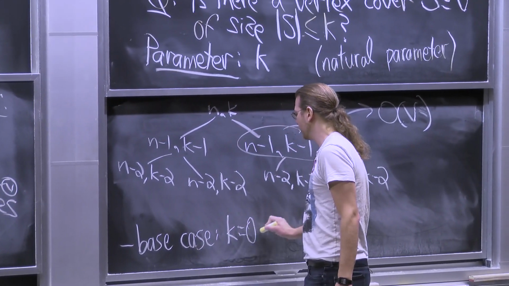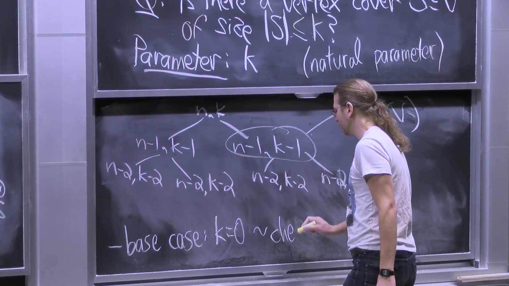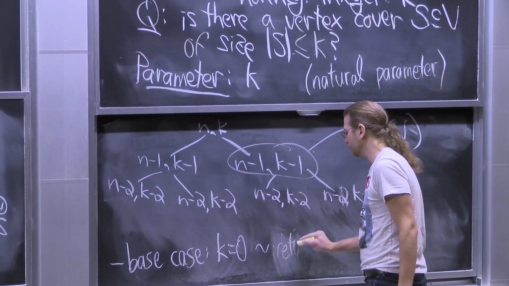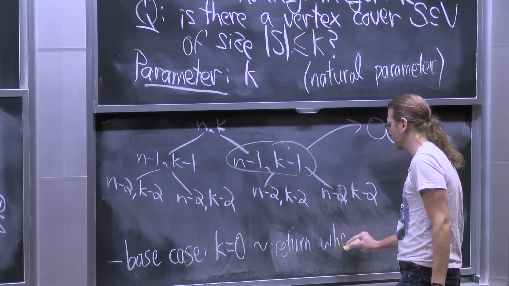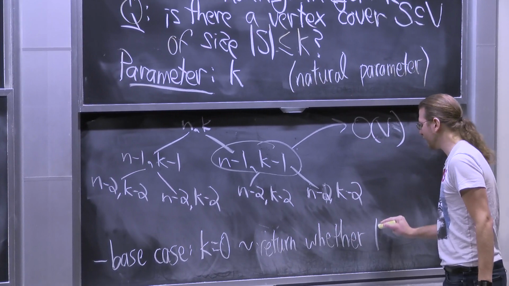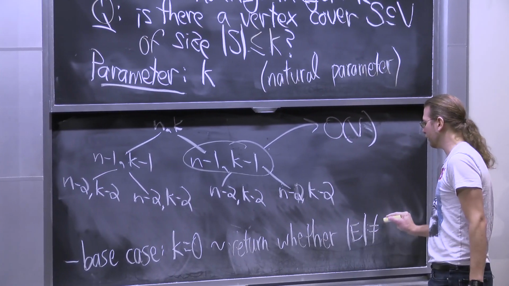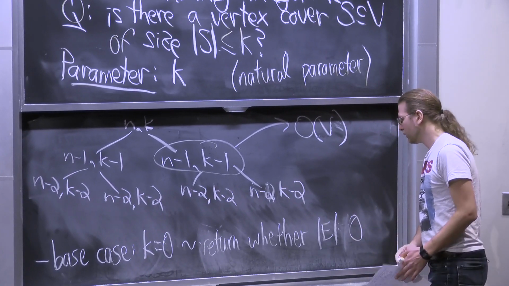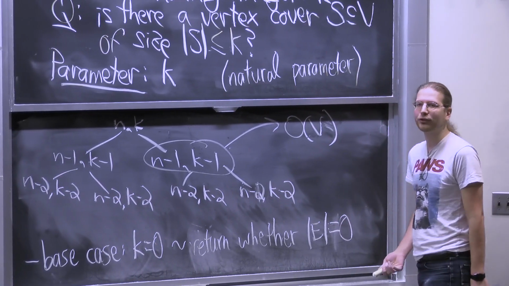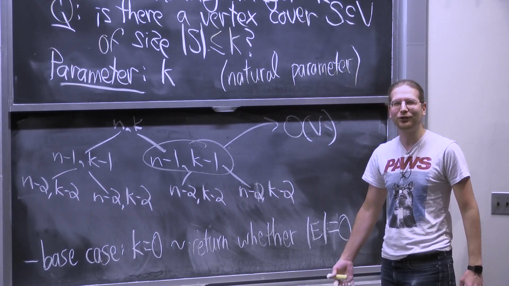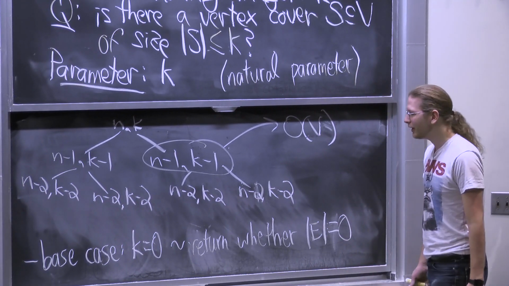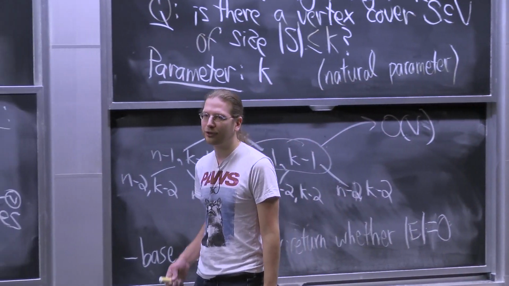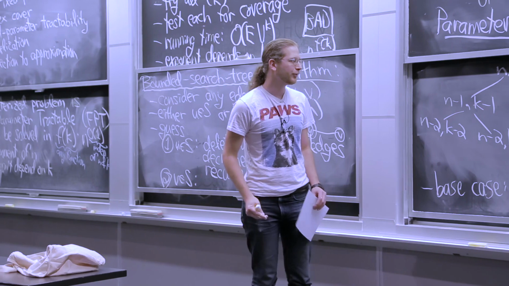K equals 0. Check, or let's say, return whether the size of E equals 0. Get it right? If it equals 0, then the answer is yes, there's a vertex cover. I can cover all of those 0 edges using 0 vertices. That's good. But when E does not equal 0, there's no way I can cover that non-zero number of edges using 0 vertices in my vertex cover.